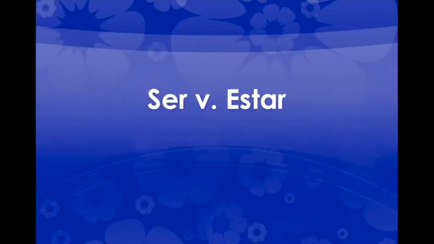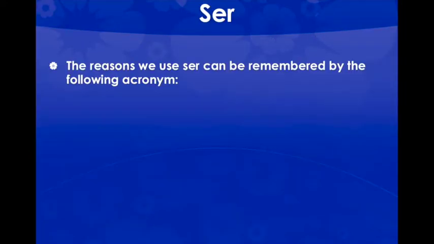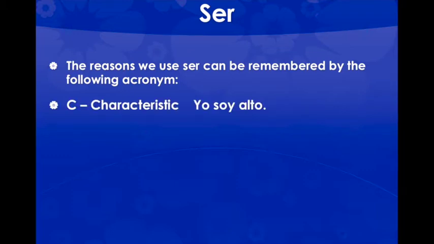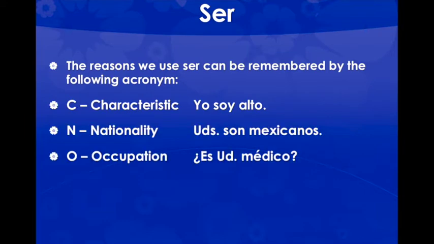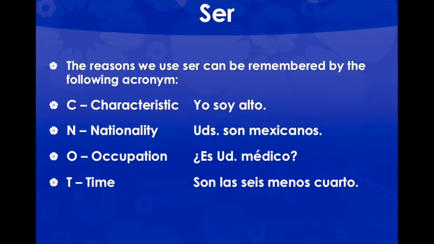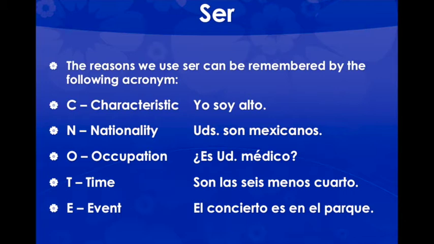So now we talked a little bit about estar. Now we want to contrast it a little bit with ser. The reasons we use ser can be remembered by the following acronym. C note. C stands for characteristic, N for nationality, O for occupation, T for time, and E for event location.